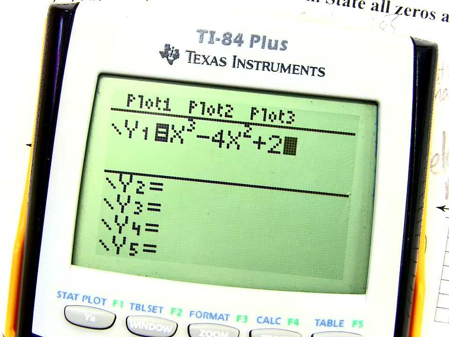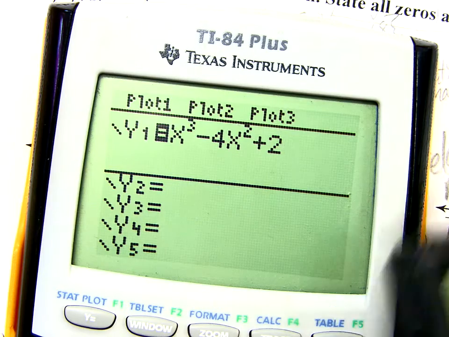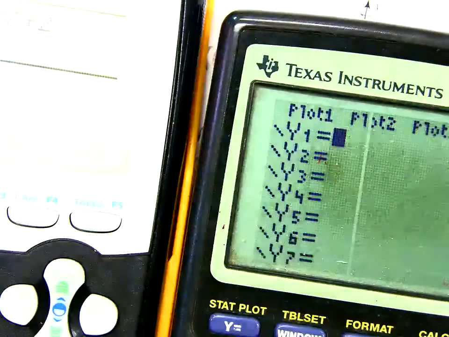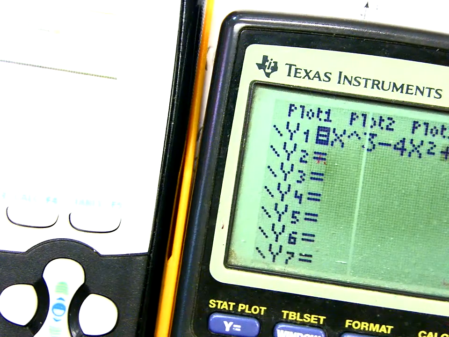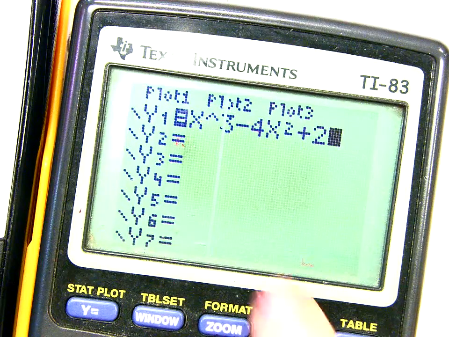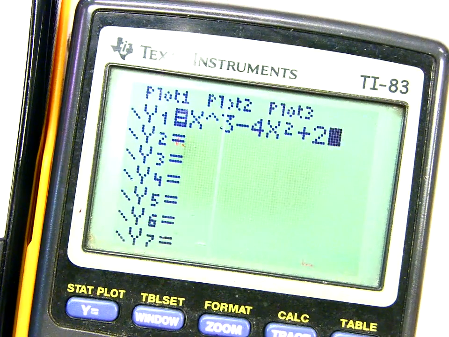So I'll wait for everybody to get to this point. So make sure you get your polynomial in there. It should look like this. If you have it all teeny tiny and it's all up there, that's because you didn't come out of the exponent box. So make sure it should look pretty close to mine. If you're using the black calculator, you're going to have a caret in between. I'll show you. Yours would look like this. Minus 4x squared. Like that with the caret.